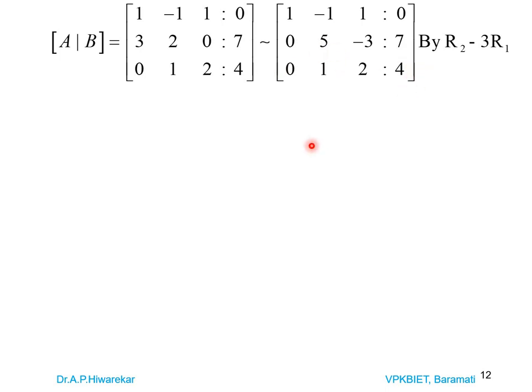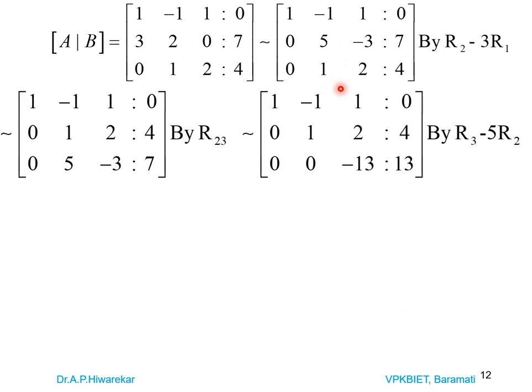So we get this. Now the next target is we have to make this position 1 and here 0. So that's why we interchange row number 2 and 3, the operation R2 and R3. So row number 1 as it is, 1, minus 1, 1, 0. Row number 2 will be row number 3 now, so it is 0, 1, 2, 4. And row number 3 will be row number 2 from this, so it is 0, 5, minus 3, 7. Now we want this position 0. For that, we perform the operation R3 minus 5R2.